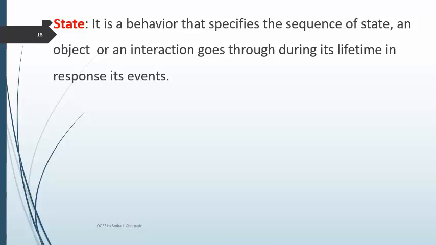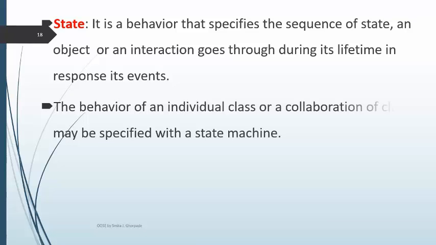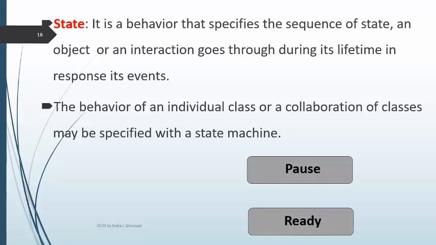State. It is a behavior that specifies the sequence of states an object or an interaction goes through during its lifetime in response to a particular event. The behavior of an individual class or a collaboration of classes may be specified with a state machine. Graphically, it is denoted by a rounded corner rectangular box.